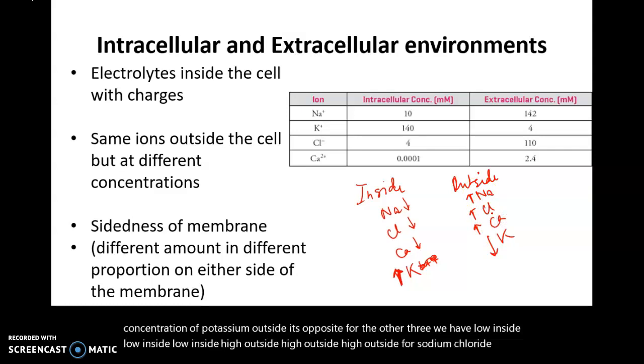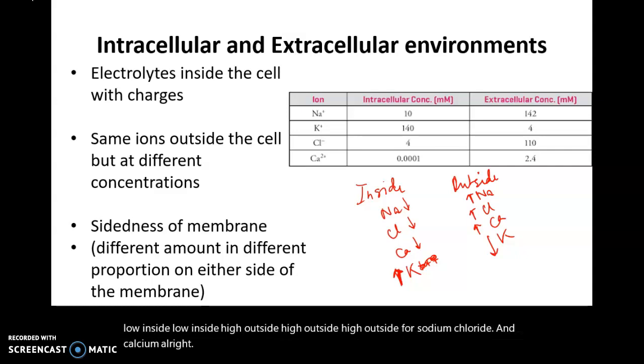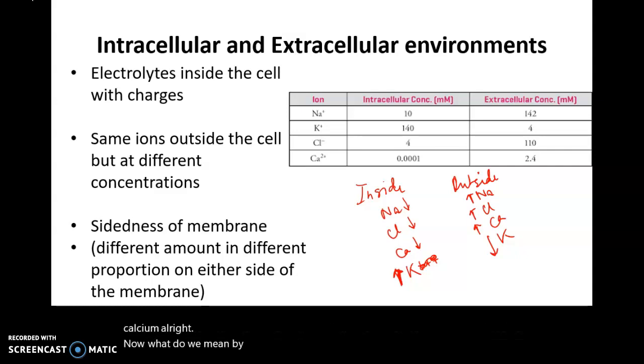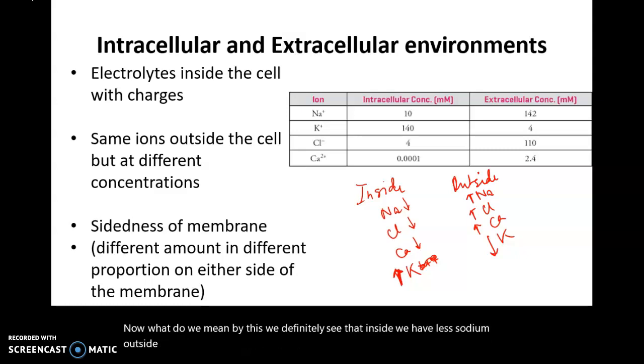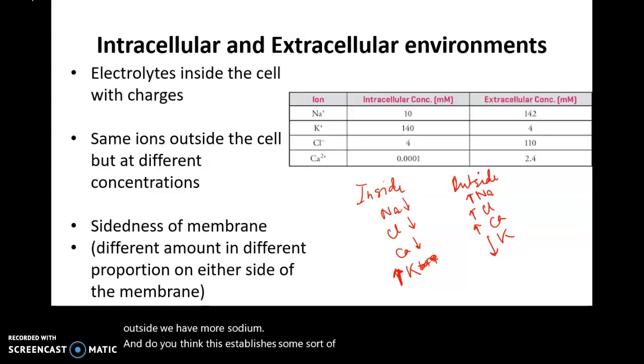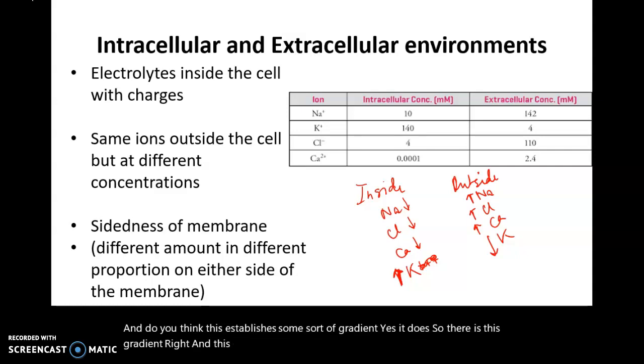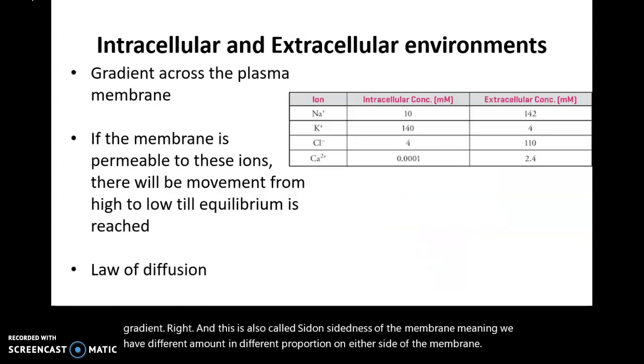All right. Now, what do we mean by this? We definitely see that inside we have less sodium, outside we have more sodium. And do you think this establishes some sort of gradient? Yes, it does. So there is this gradient, right? And this is also called sidedness of the membrane, meaning we have different amounts in different proportion on either side of the membrane.